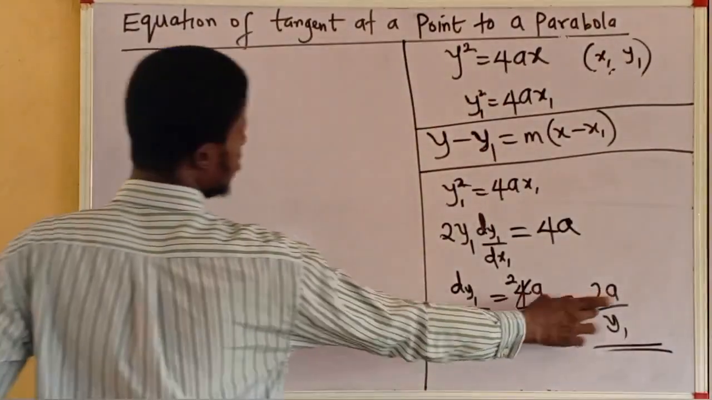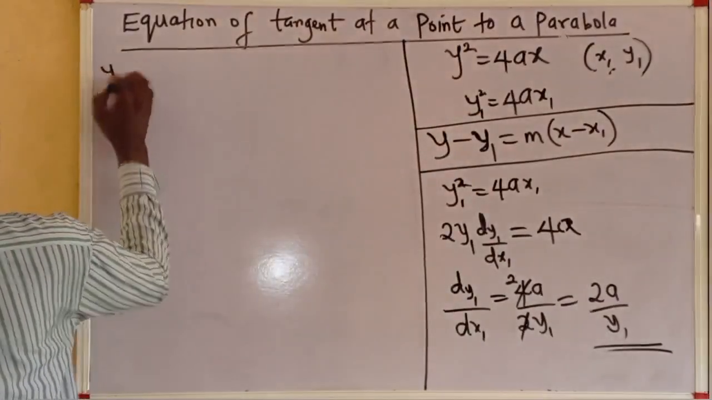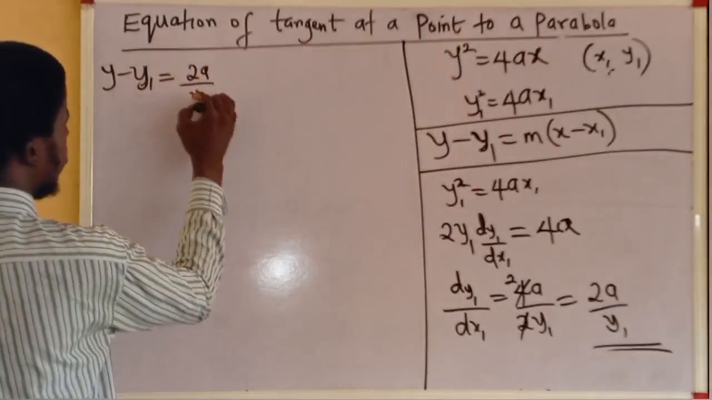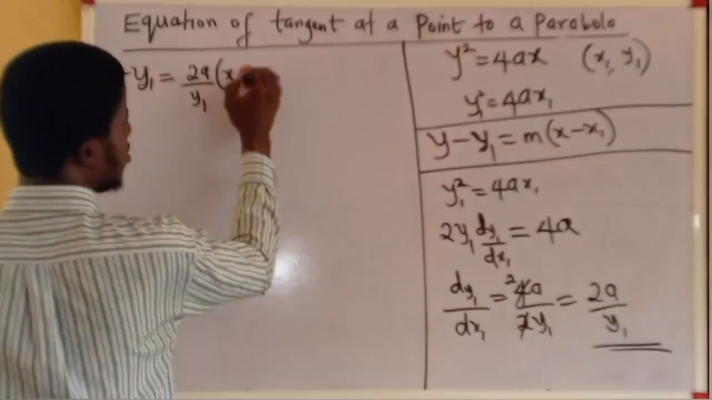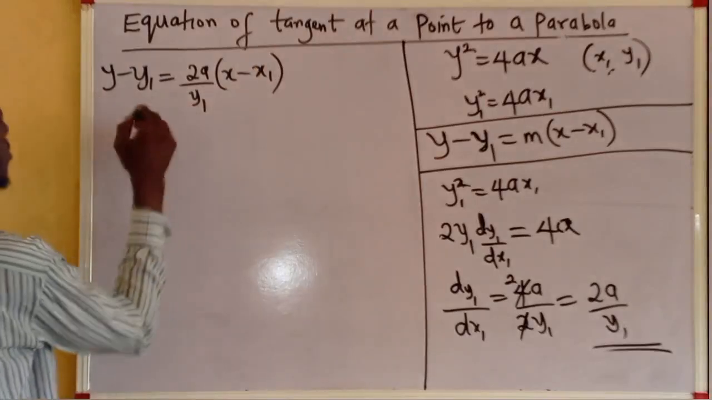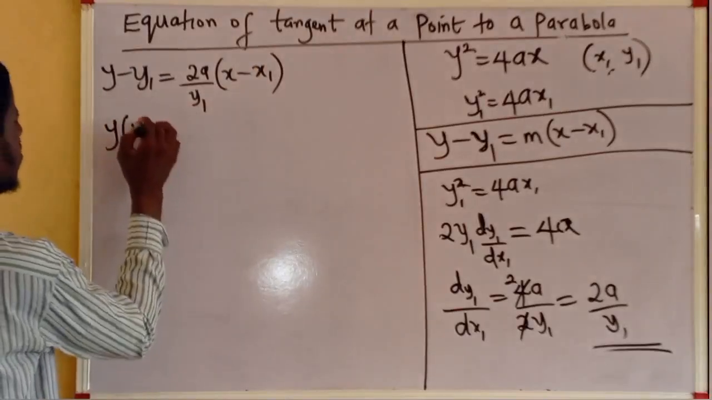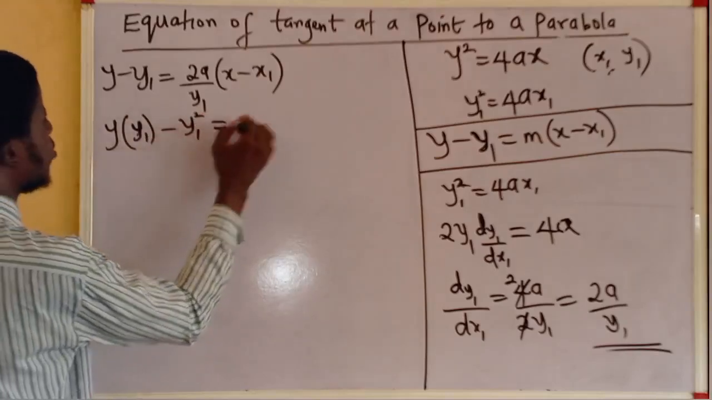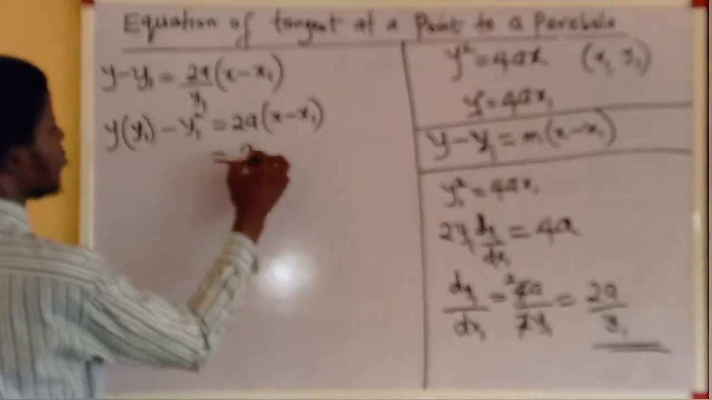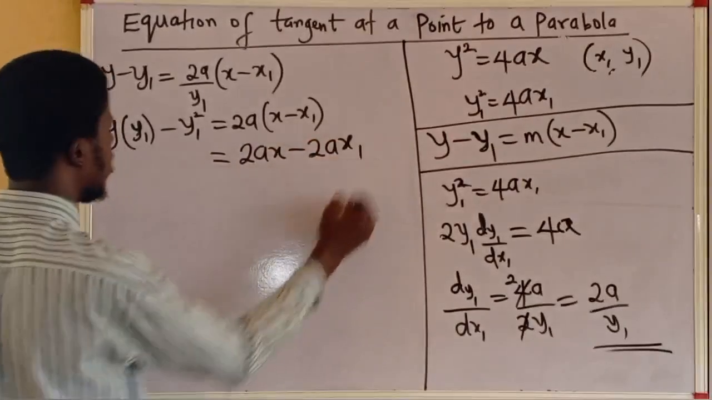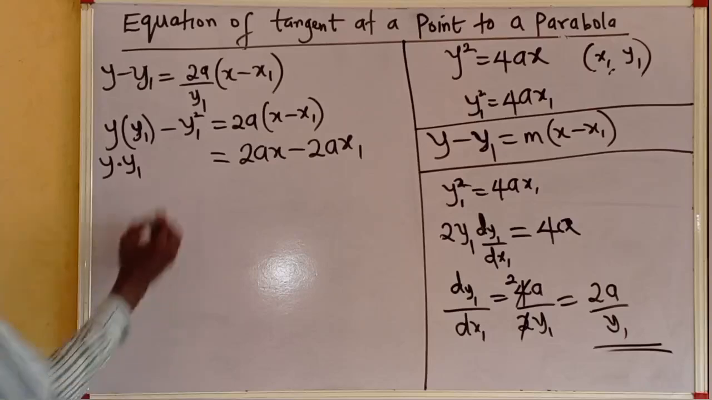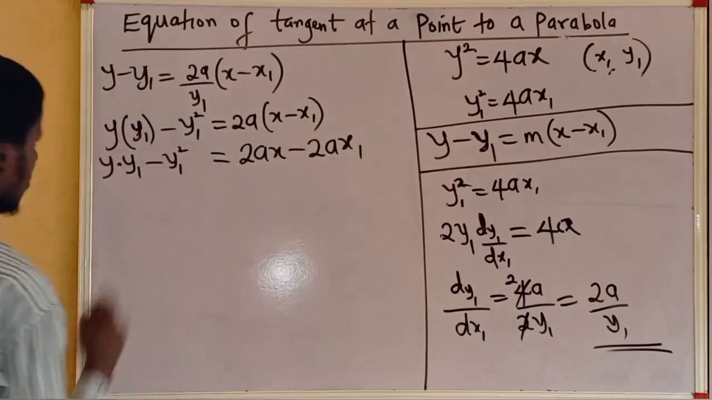So I want to place this here. y minus y1 is equal to 2a upon y1, all times (x minus x1). To eliminate the fraction, let's cross multiply. y1 multiplies everything here. That's y times y1 minus y1 squared equals 2a times (x minus x1). Let me expand this bracket: 2ax minus 2ax1, and here we have y times y1 minus y1 squared.